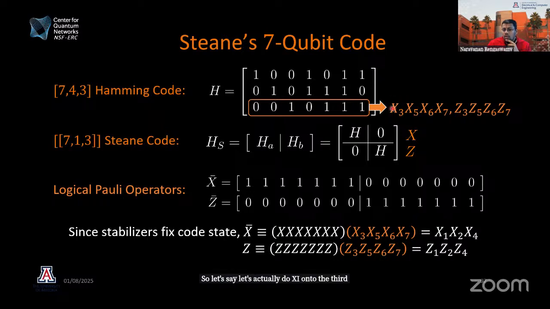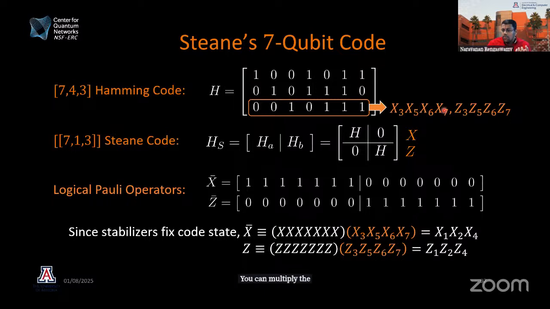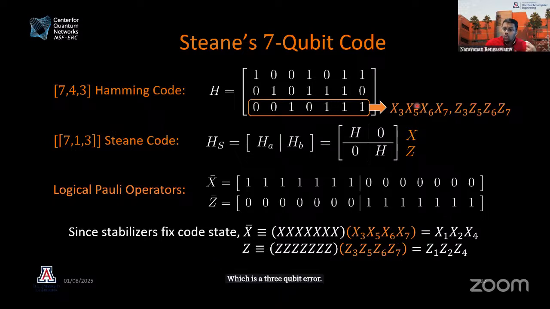So if you have an X error on the third qubit, you can multiply the error by a stabilizer, right? And so multiplying X3 by this stabilizer gives you X5, X6, X7, which is a 3-qubit error. But X3 and X5, X6, X7 will have the same syndrome.